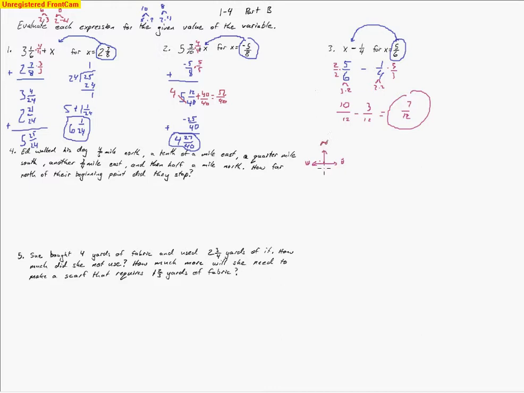My north, and this is my south. And so let's see what they did. They went 4/5 of a mile north. So 4/5 here. And then he took off to the east.